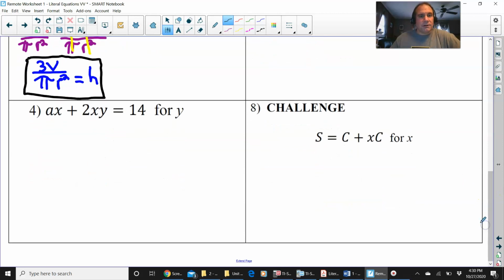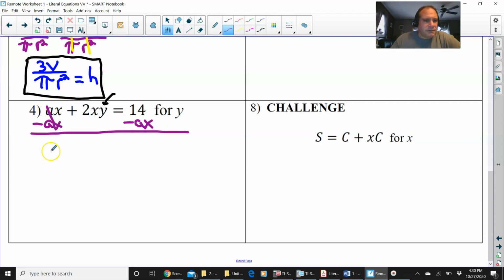So number 4. Number 4. You have to solve for y. There's my y. So what do we do? Well, I'm not going to mess with that. I'm going to minus this ax. Minus the ax. This cancels. You have 2xy equals 14 minus ax.